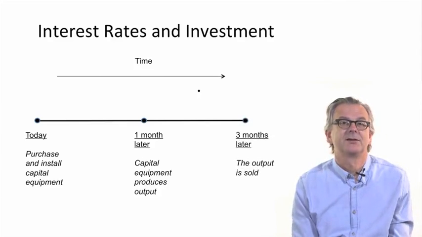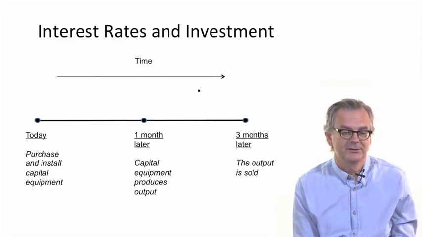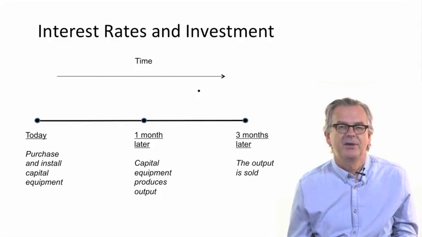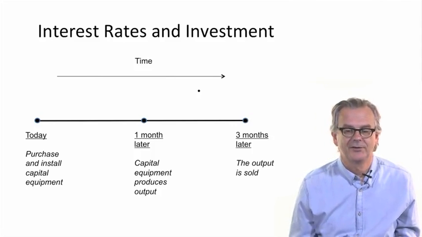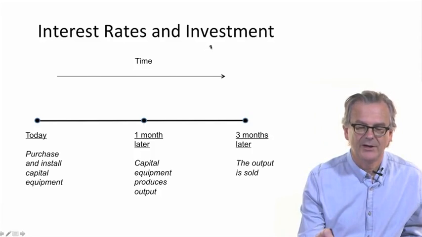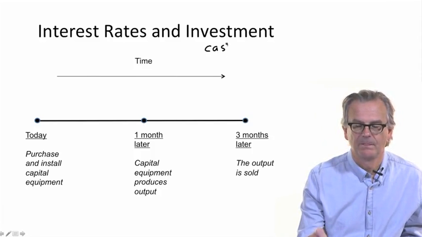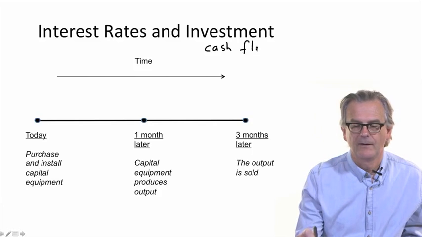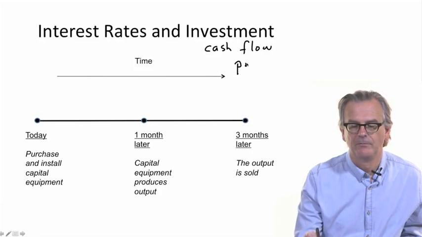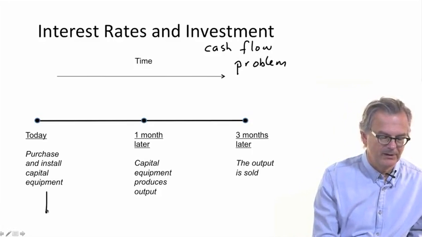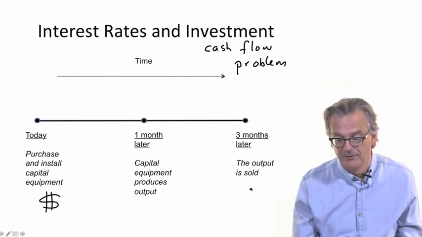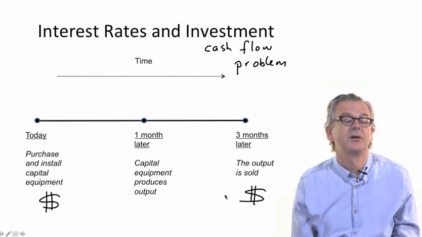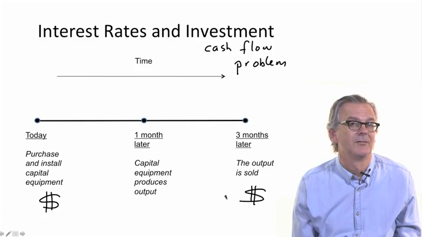And maybe it's 3 months later that that output is eventually sold. So the benefit from that investment is, at least in this framework, 3 months into the future. This creates for the firm a cash flow problem. What do I mean by that? Well, cash has to be paid up front for the purchase of the equipment. But cash is only going to be earned at some time in the future.